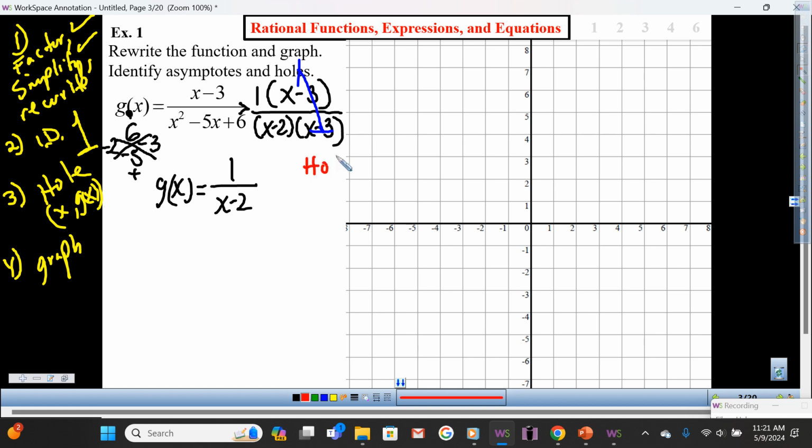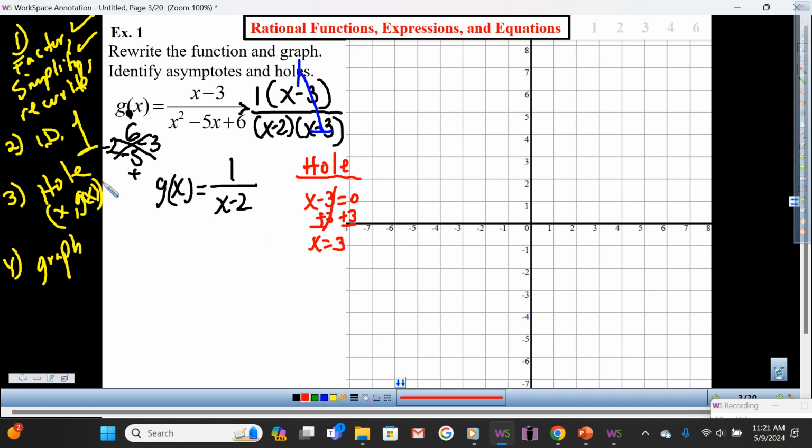Right here on the side, we're going to write hole. What did we take away as a giant 1? X minus 3 and x minus 3. Is that correct? So we're going to write x minus 3 equal to 0. So let's solve. Plus 3, plus 3, x equals 3.